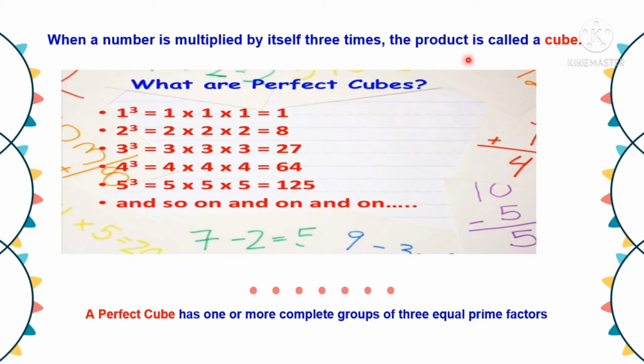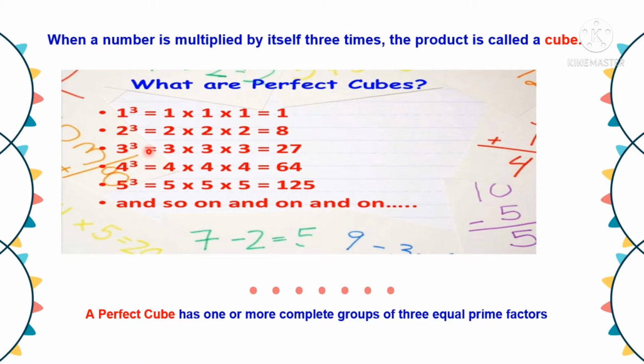First, what is a cube, or what are cube numbers? When a number is multiplied by itself 3 times, the product is a cube. Whatever number is given to you, when we multiply that number by itself 3 times, the product is called a cube. Suppose we have the number 1. What is 1 cube? 1 is multiplied by itself 3 times: 1 into 1 into 1.